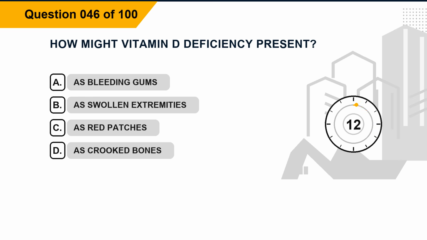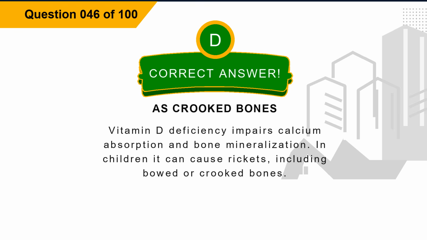Question 46. How might vitamin D deficiency present? Option A, as bleeding gums. Option B, as swollen extremities. Option C, as red patches. Option D, as crooked bones. The correct answer is option D, as crooked bones. Explanation. Vitamin D deficiency impairs calcium absorption and bone mineralization. In children it can cause rickets, including bowed or crooked bones.